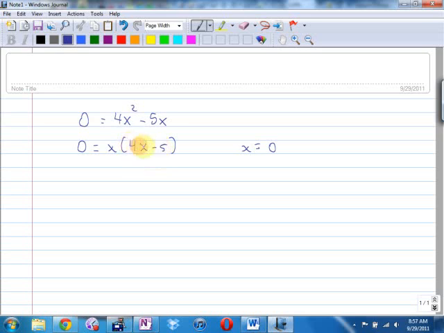What if they'd been really mean and they'd done this? 7x minus 3x squared. What kind of an equation is that? It's a quadratic. How do I know? It's got a squared. Yes? Factor out the x. You would say, oh, this is x bracket 7 minus 3x. What are the roots? What's the first one? This is the easy one. 0.